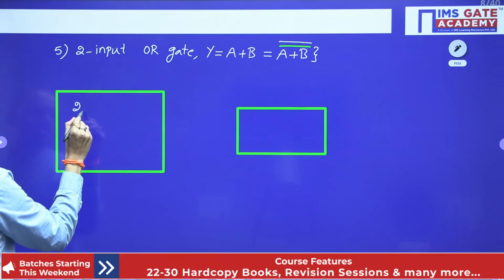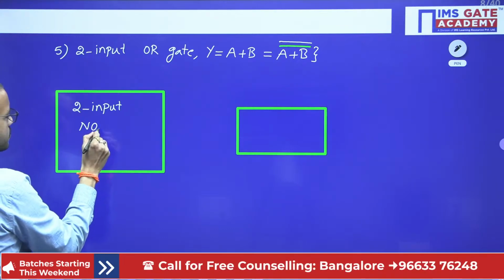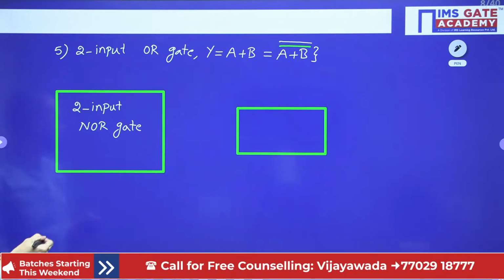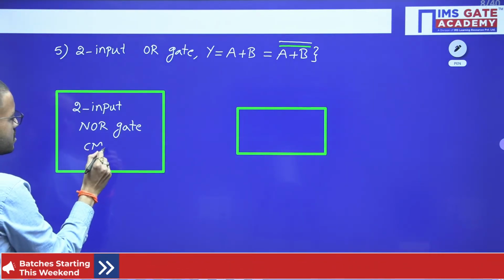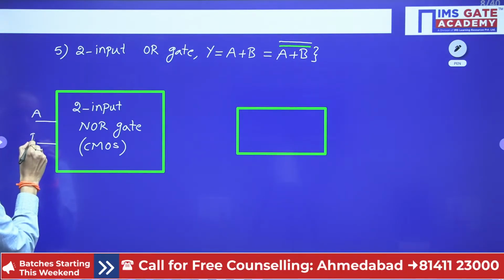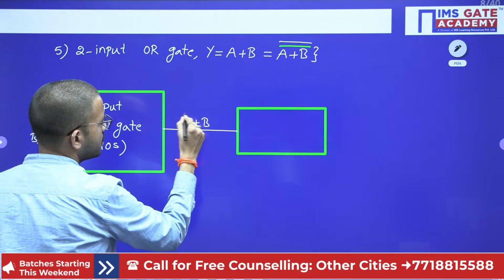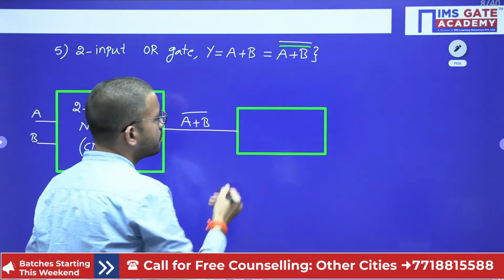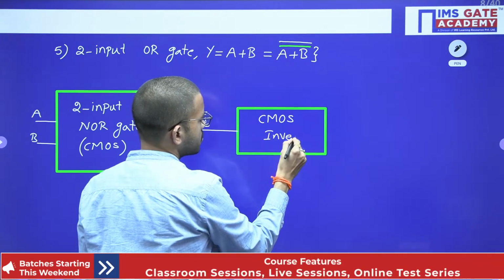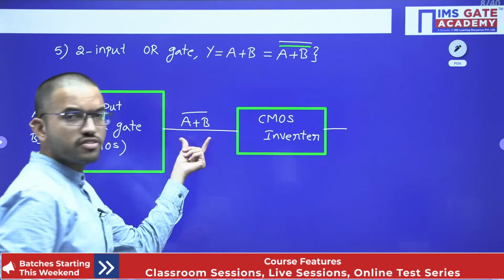We have discussed the two input NOR gate. Whatever circuit diagram we have discussed, I am representing as a single block: two input NOR gate using CMOS. Here we are having two inputs A and B, and the output you will get is A plus B whole bar. This output we are passing through a CMOS inverter. Here the output you will get is the complement version of this one.